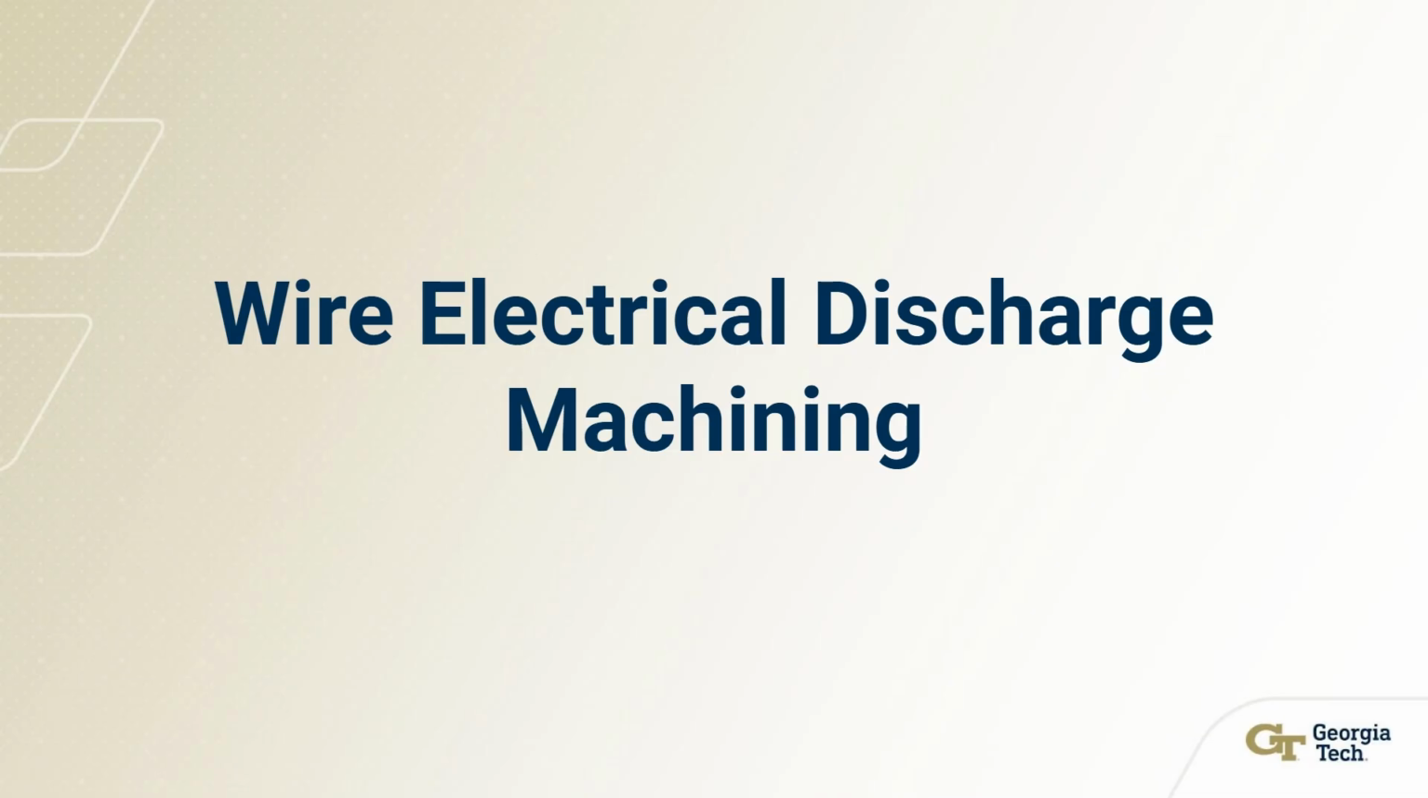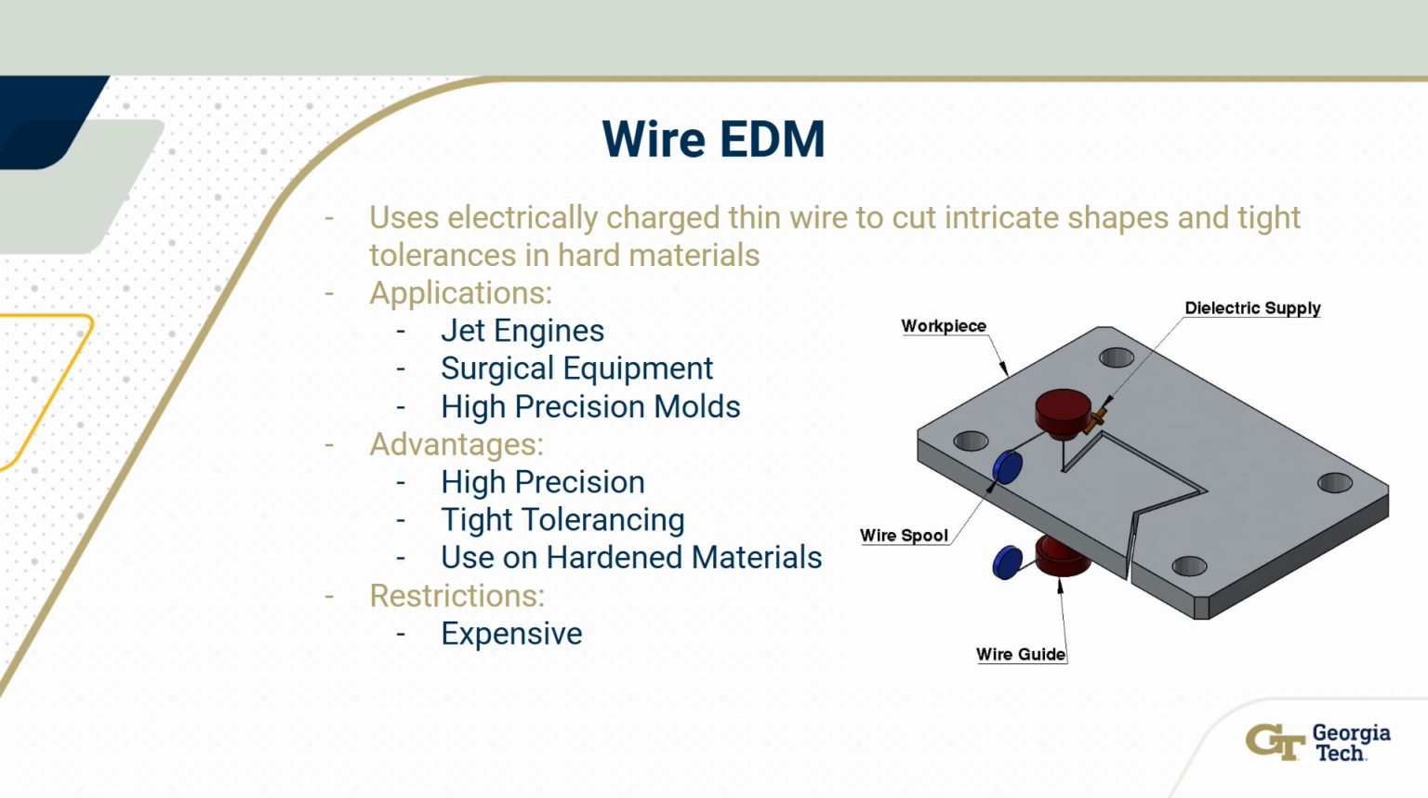So next, I wanted to talk about wire electrical discharge machining. I just find this one really cool because it can achieve extremely high precision cutting. Basically, wire EDM uses an electrically charged thin wire, usually something conductive like copper, to cut intricate shapes and tight tolerances into hard materials. This could be used in jet engines, surgical equipment, any high precision molds, basically anything that really needs a ton of high precision and tight tolerancing, which is what wire EDM is great at.